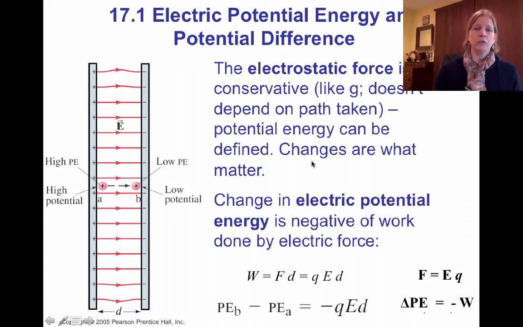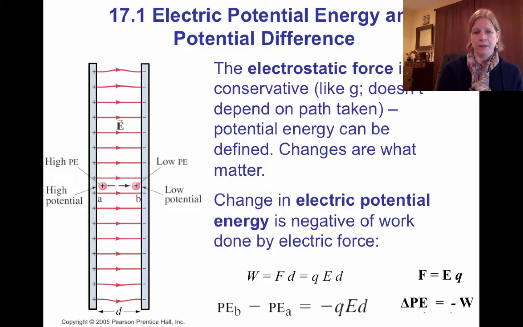And just like gravitational potential energy, it's the changes that matter, not the absolute amounts of potential energy, but relative values. So a change in potential energy was defined back in Chapter 6, in our chapter on work and energy, as being the negative of the work done by the force, and that corresponds here: the change in electric potential energy is the negative of the work done by the electric force.